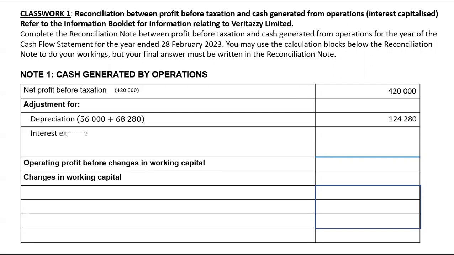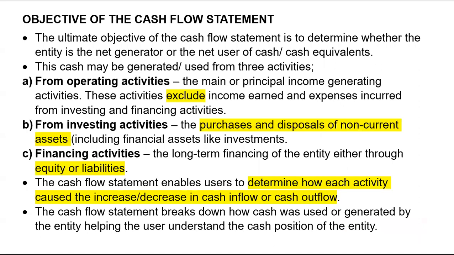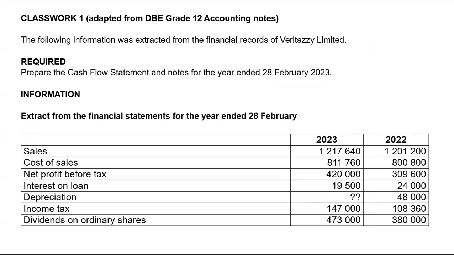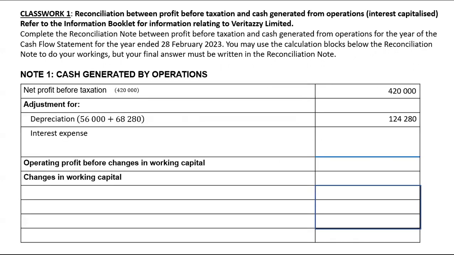Then we've got interest expense for the current year. Now, let's check if we do have interest expense for the current year. Interest expense, which is interest on loan, is 19,500, and that's all that is given to us, and that's all we can record. All we're going to do is to take that 19,500 and add it back under adjustments for. That is because interest paid will be shown separately on the face of your cash flow statement. We did this as part 1. When we introduced the cash flow statement, we are going to add profit before taxation, depreciation, and interest expense together. It will give us operating profit before changes in working capital.